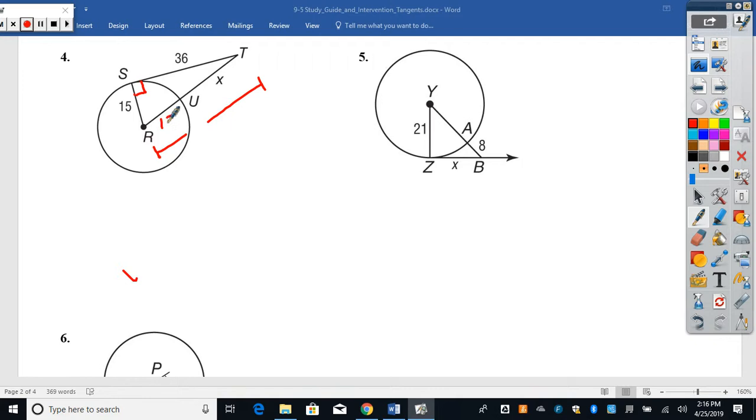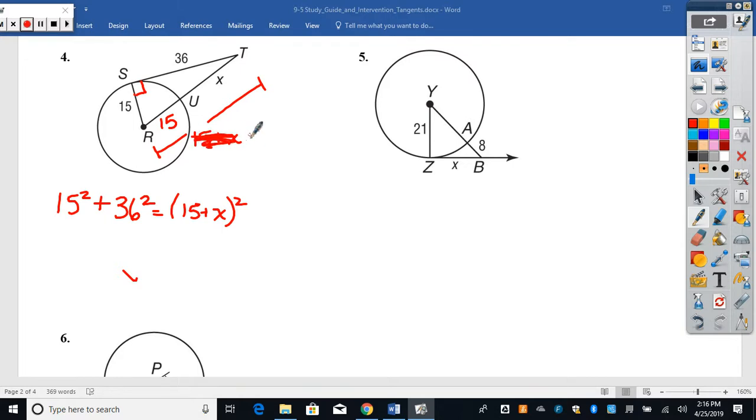The length of RU is going to be 15. And so one way to do this is to say the length of this hypotenuse has to be 15 plus x. That's one way to do it. So you could do your Pythagorean theorem again. Leg squared plus leg squared equals the hypotenuse squared. And right there, I'm probably going to plug that into Desmos and solve for x. But I think there's an even easier way to do this.